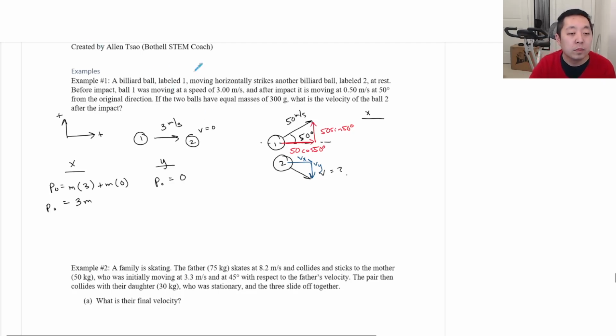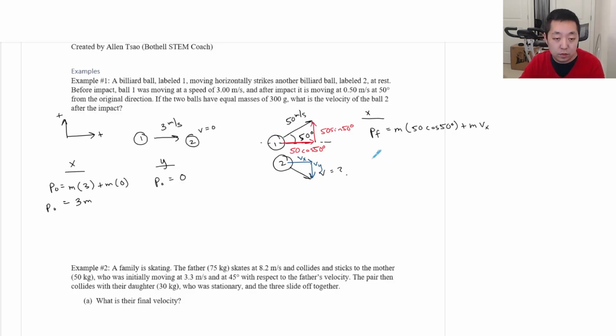Okay? So what is the total momentum in the x direction? It is m times his velocity in the x direction, which is 0.5 cosine 50 degrees, plus m times Vx. That's the horizontal momentum of this guy. Okay? And then in the y direction, so from conservation of momentum, this quantity has to equal 3m, right? Conservation of momentum. The x component of the momentum should equal the initial x component.